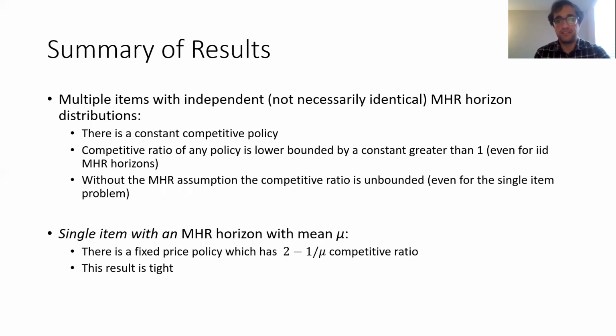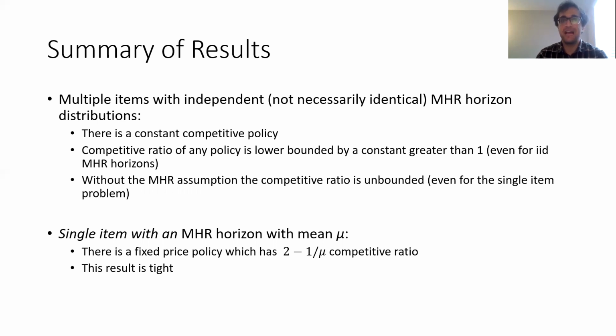I want to summarize our results. Our main results hold for the case that horizon distributions satisfy an MHR property. For the multiple item setting, if horizons are independent but not necessarily identical, and they satisfy the MHR property, we can achieve a constant competitive ratio. And we can also show that there is a constant lower bound for this problem, unlike the multiple choice setting. So the competitive ratio does not approach 1 as m becomes large here.